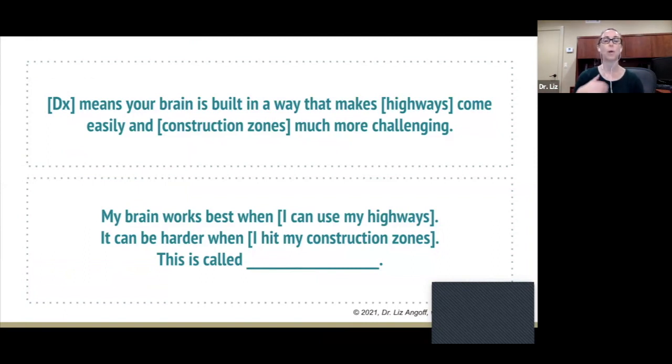My brain works best when, and that's some version of I can use my highways, when I have time to process information, when I can write things down, when I can put my hands on things. It can be harder when I have to keep all the steps in my head, whatever their construction zone is. And then we can use one of our more general terms. It doesn't have to be a diagnosis. So this is called needing processing time. This is called difficulty with executive functioning. This is called difficulty with working memory. And it can be diagnosis free if there's a reason to not present that right now.